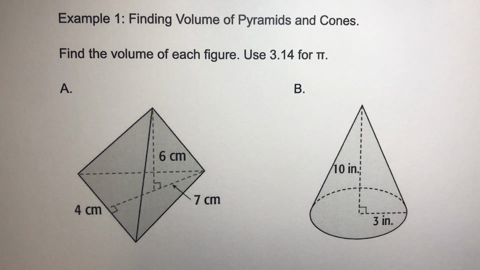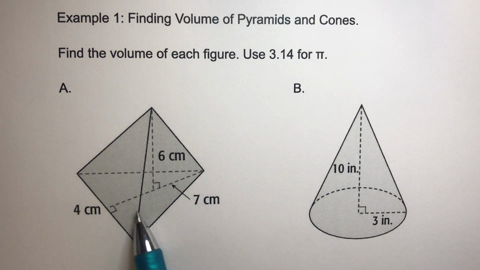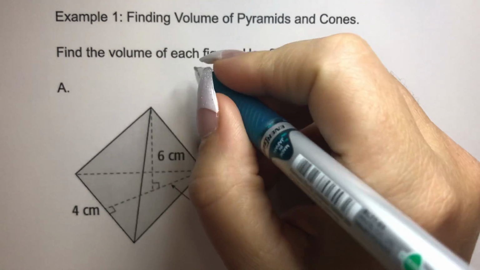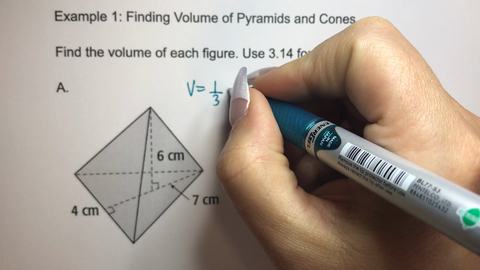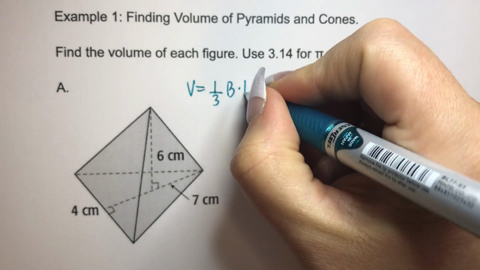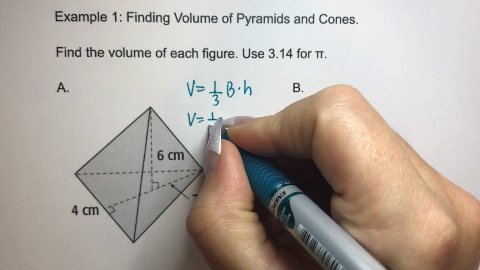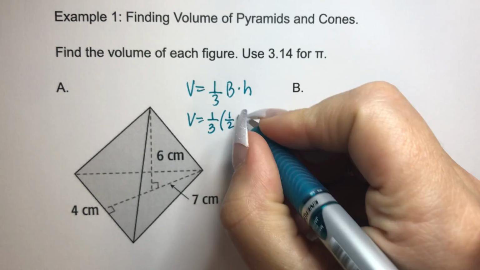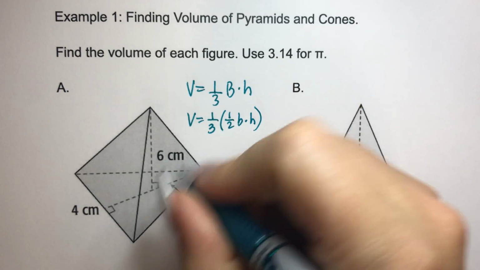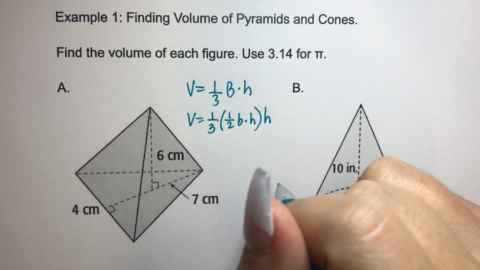Okay, so for this first one, right, we are going to find the volume of this triangular pyramid. So that's going to be volume equals 1/3 times the base times the height, right? The area of the base. So volume equals 1/3 times the area of the base, which is 1/2 base times height. That's the formula for the area of a triangle, times the height, okay?